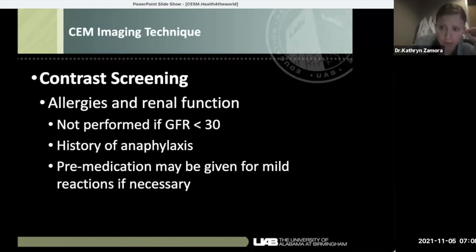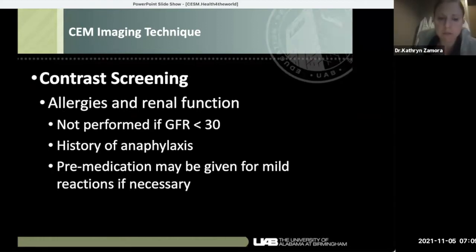Really important that the appropriate technique is utilized in this imaging examination. As for regular mammography, technique is important, same with contrast exams. So first, we want to screen for contrast and see if they are able to receive it. One, we want to assess for allergies and renal function. Here at our institution, we will not perform this examination if the GFR is less than 30 because we do not want to give them the iodinated contrast. Also, if they've had a history of anaphylaxis, we will not perform this examination.